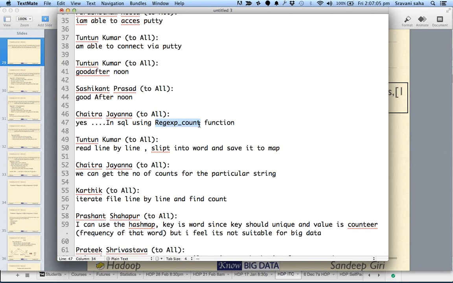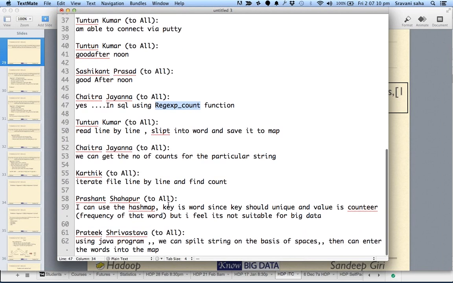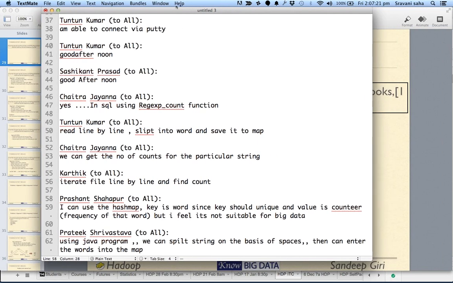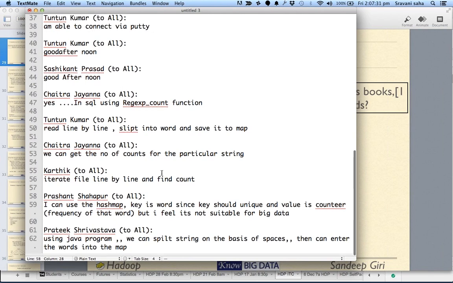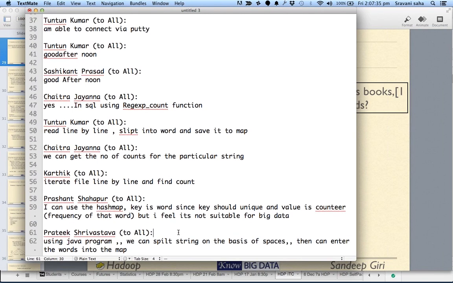Read line by line, split into words, and save it to the map. That was fine. This is good. I can use a hash map, with the key as the word, and the key should be unique, and the value is the counter, the frequency of that word. But I feel it's not suitable for big data. Okay, I would like to understand why you feel that way.